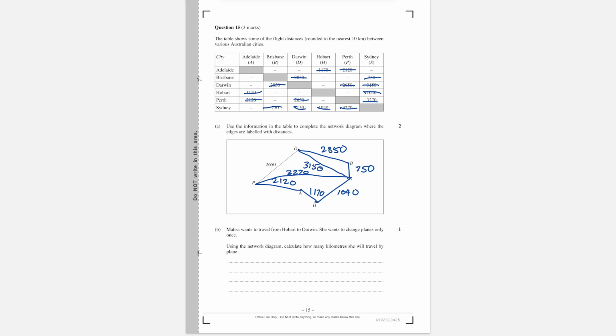Masa wants to travel from Hobart to Darwin. She wants to change planes only once. Using the diagram, calculate how many kilometers she will travel by plane.